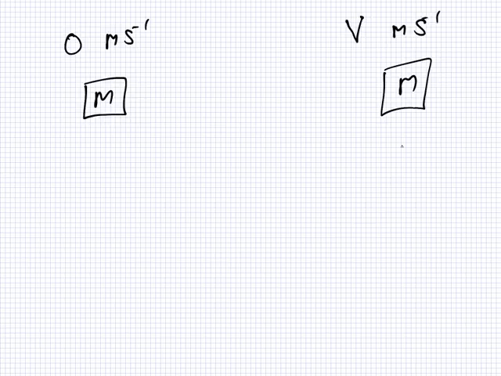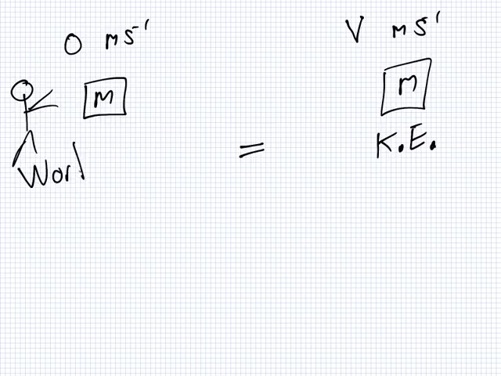Where did this energy come from, this kinetic energy? It must have come from somebody like me who pushed it. So I'll just write KE for kinetic energy. This kinetic energy here equals the work I did to push it. Okay? So let's calculate how much work I did. If I know how much work I did, then I can know how much kinetic energy it has.